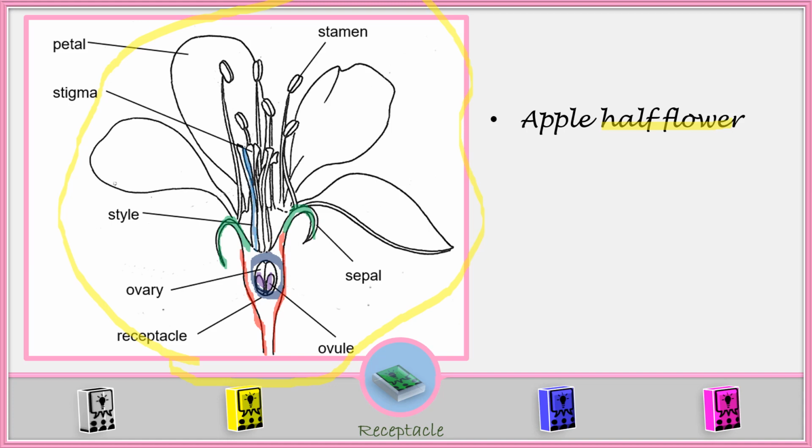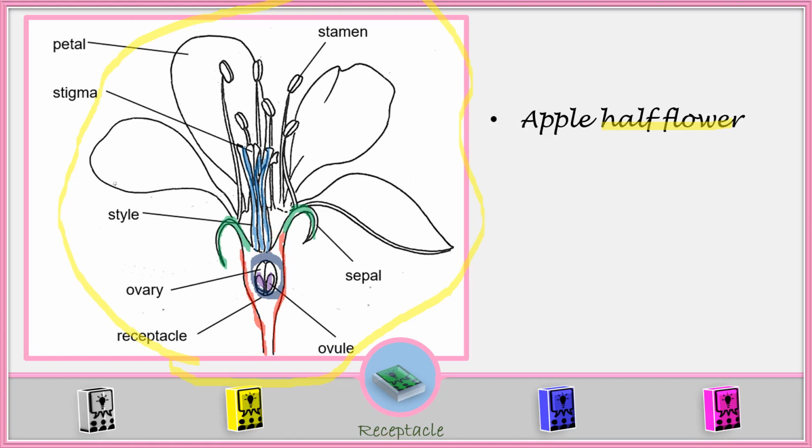But if you see them, they are above the receptacle, but the ovary is embedded in the receptacle. These are now our style, and on top we have the stigma. On top of the style we have the stigma.